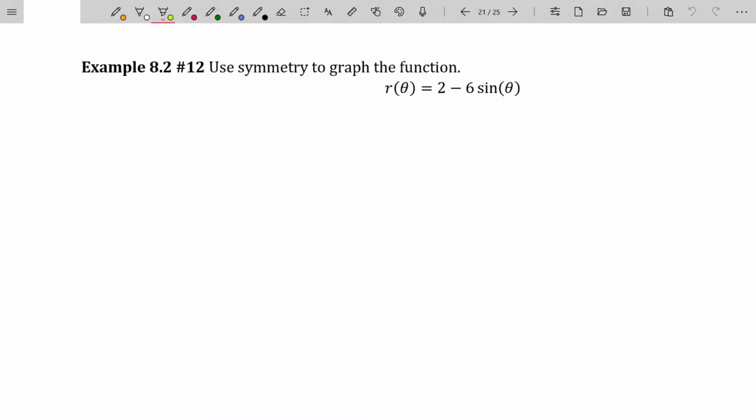So let's go ahead and use some symmetry to graph this function. The goal here is to replace theta and r with negative theta and negative r to test symmetry. So we'll replace r and theta with negative r and negative theta.